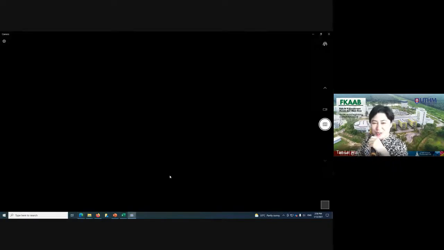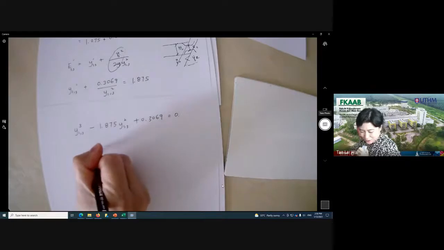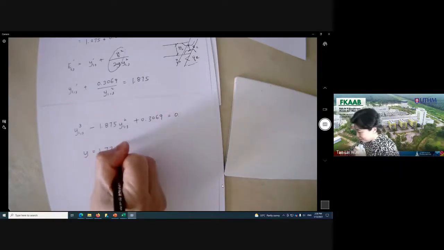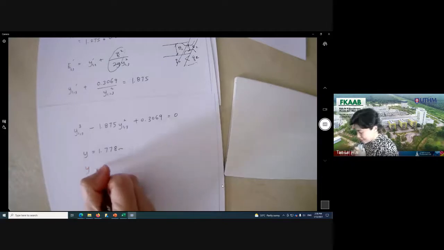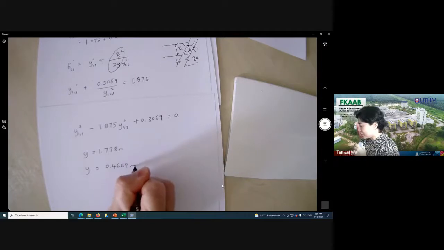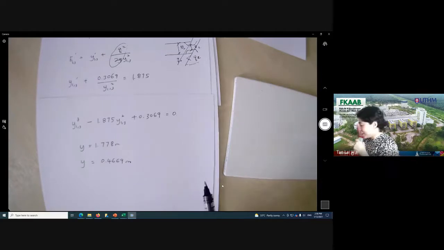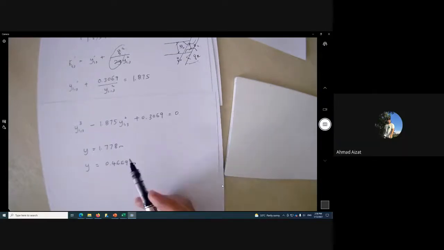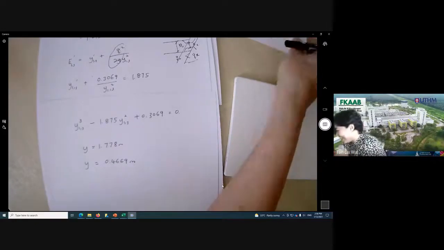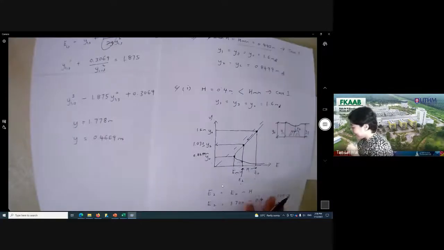So let's go back. So therefore, you are going to get y equals to 1.778 meter, and also another answer would be 0.4669 meter. Mungkin Aizat boleh consider cara ni kan, sebab tak payah tekan 2 kali kan? Ya? Betul. Alright. Jadi kalau saya tengok kat sini rajah yang kita dah lukis tadi. Rajah ni kan? Jadi tadi saya tanya, bukan rajah ni?